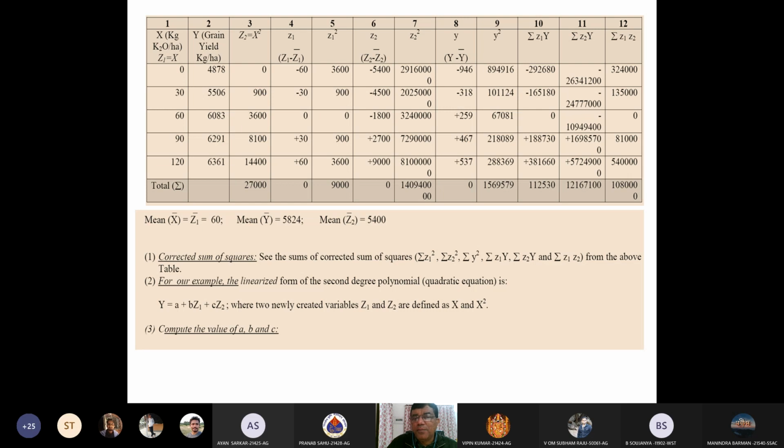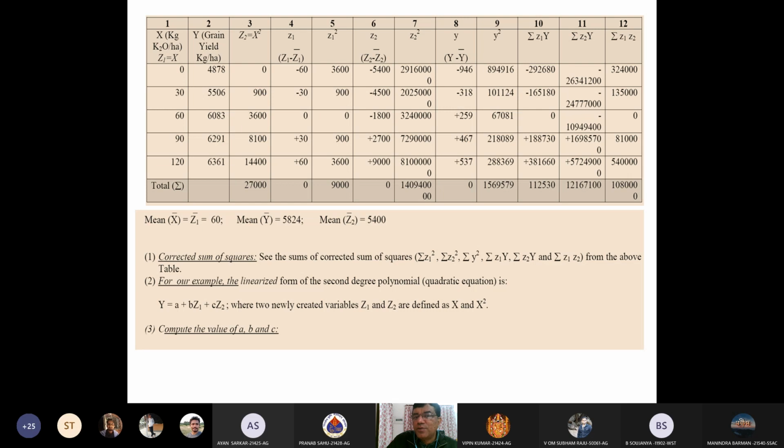Then small y, the mean of the dependent variable, is subtracted. So y minus y bar. So here, y values minus your mean of y. So you get this, and then column number 9, small y square. You square the previous column, you get the squared values, and this is the total sum of squares.